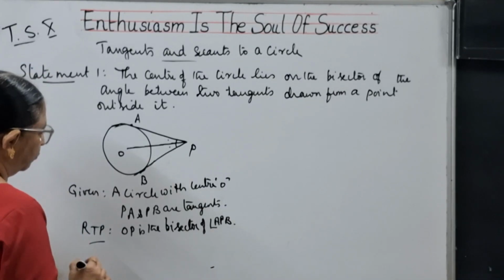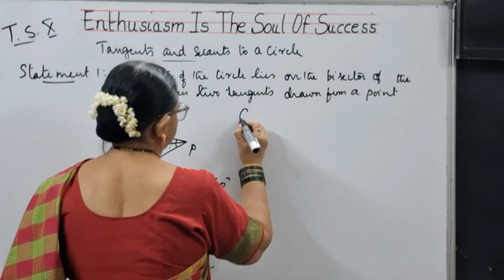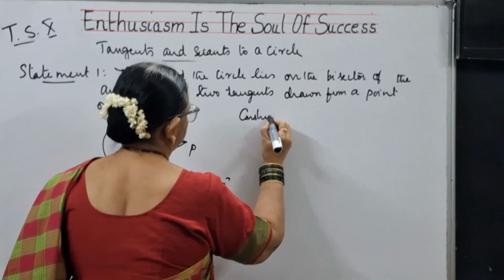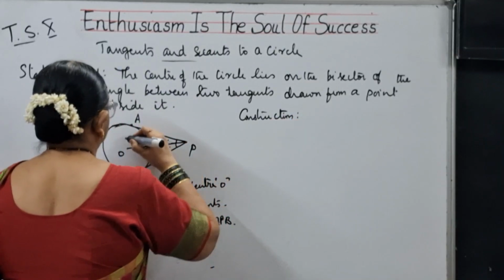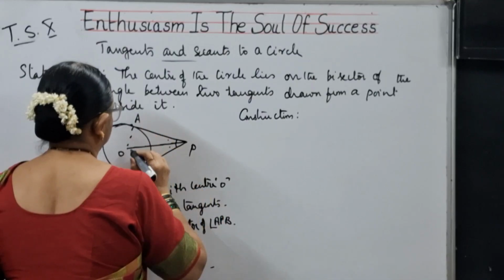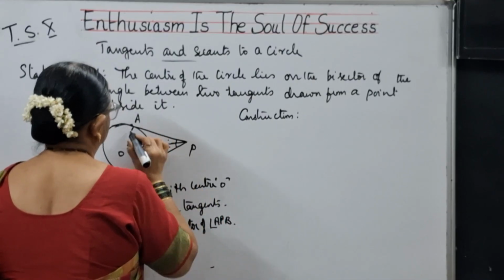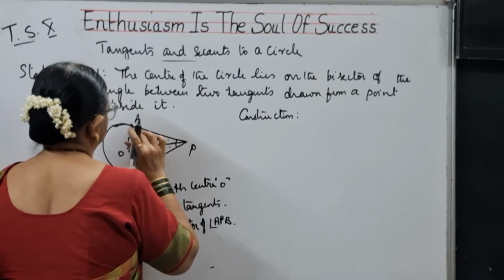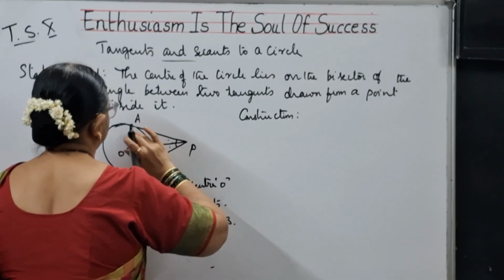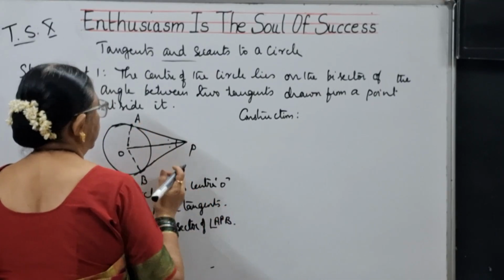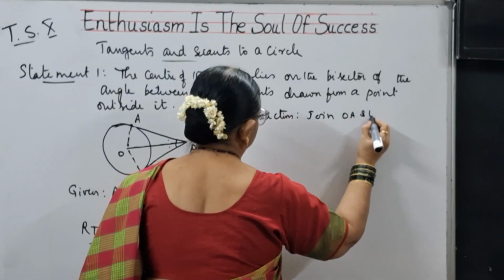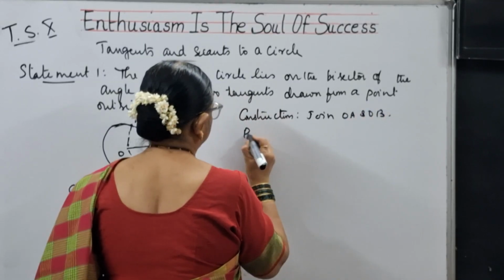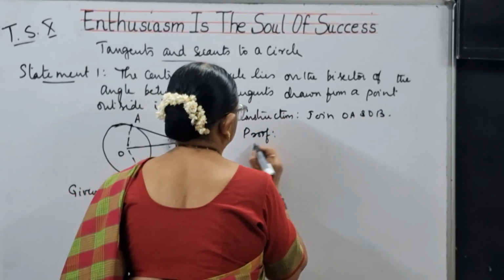You have to prove. For this, you have got a construction. What is the construction? You have to join OA and OB. Join OA and OB. Now let us see the proof.